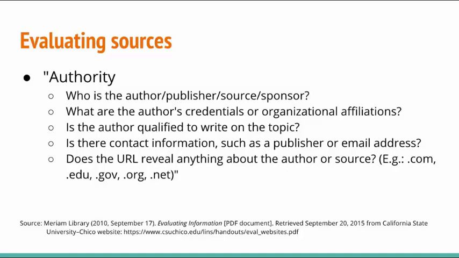Finally, we look at the authority of the author, publisher, source, or sponsor. We look at their credentials or organizational affiliations and whether or not they're qualified to write on this topic. Is there any contact info, such as a publisher or email address? And finally, does the URL reveal anything about the author or source? Websites ending in .com, .org, or .net are generally considered to need more vetting, whereas websites ending in .edu, .gov, and .mil are considered more trustworthy.